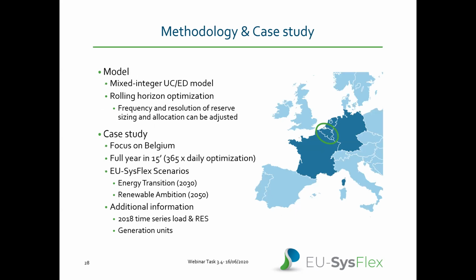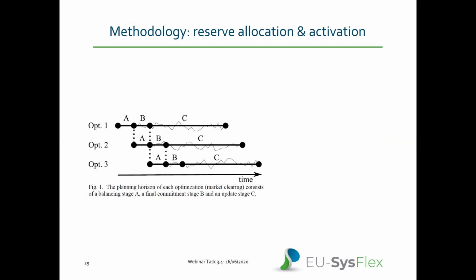Thank you, Hans-Peter. So then quickly on the model. We deployed a classic mixed integer unit commitment economic dispatch model. So given a set of power plants, the model determines how we're going to schedule and then operate the power plants to meet a given demand at lowest cost. And in this case, the model is set up with a rolling horizon approach, which allows to represent joint energy and reserve market clearing under forecast conditions, and then later do an actual dispatch when the uncertainty, and that's wind in this case, is being revealed. And this then, in fact, represents the reserve activation or the balancing. So the rolling horizon optimization allows to adjust the frequency and the resolution of the reserve sizing and allocation. I will illustrate this process on the next slide a bit more.